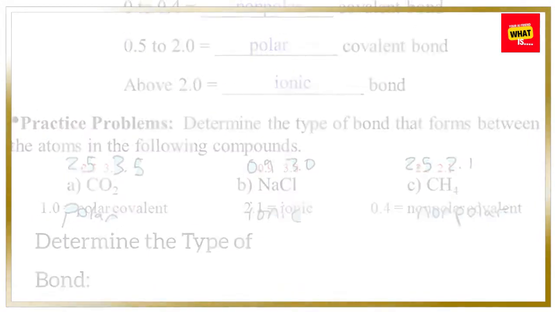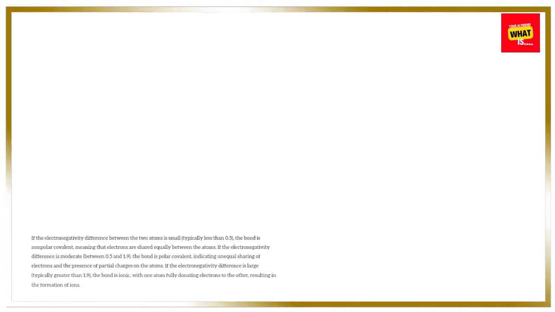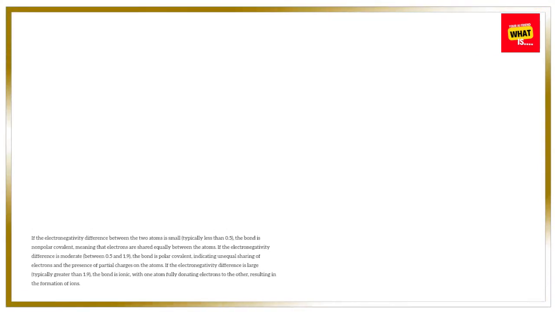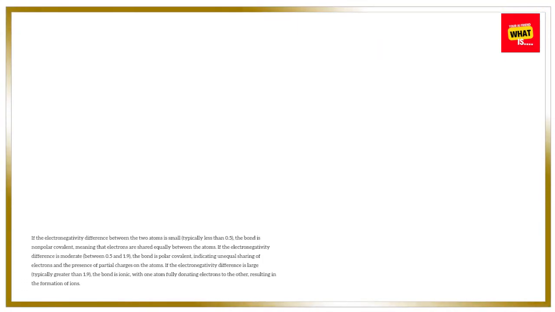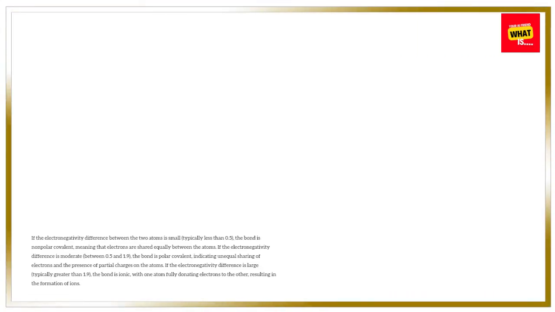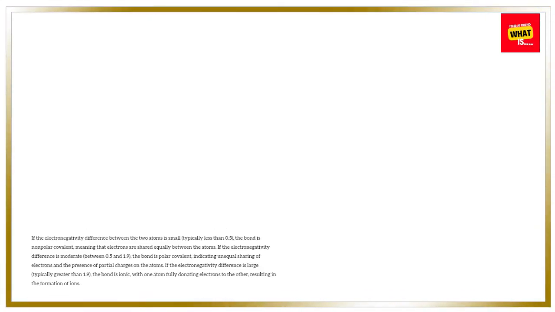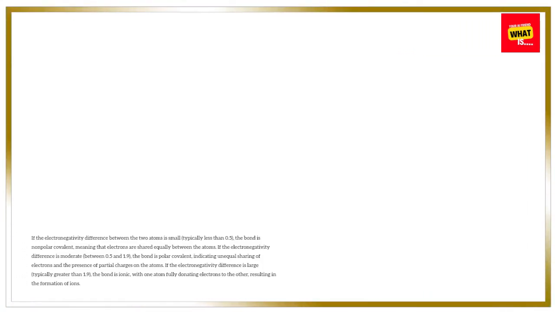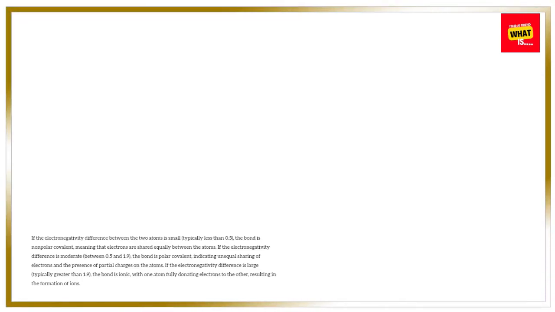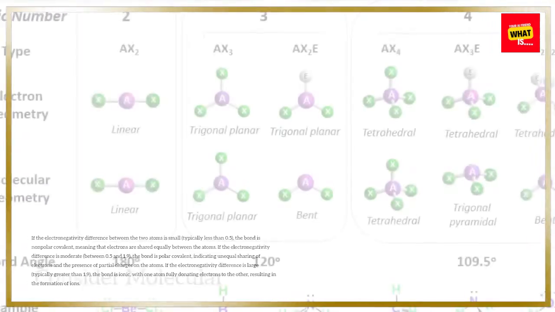Determine the type of bond. If the electronegativity difference between the two atoms is small, typically less than 0.5, the bond is nonpolar covalent, meaning that electrons are shared equally between the atoms. If the electronegativity difference is moderate, between 0.5 and 1.9, the bond is polar covalent, indicating unequal sharing of electrons and the presence of partial charges on the atoms. If the electronegativity difference is large, typically greater than 1.9, the bond is ionic, with one atom fully donating electrons to the other, resulting in the formation of ions.